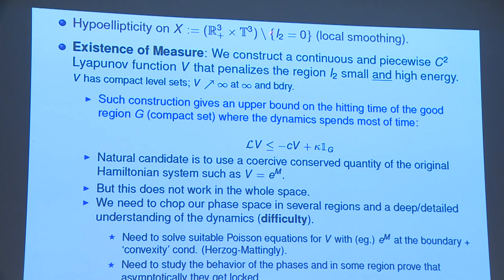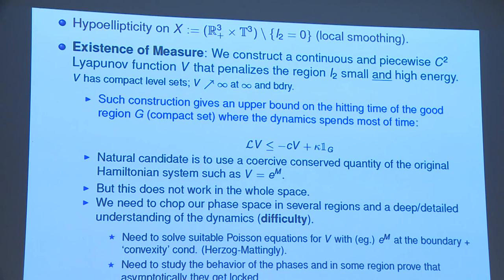We have this boundary. And so the existence of the measure follows from what you want to do, which is to construct a Lyapunov function that somehow penalizes this region where this is small, and sort of high frequencies. And once you construct it, that construction will give you an upper bound on the hitting time of the good region, which should be a compact set.